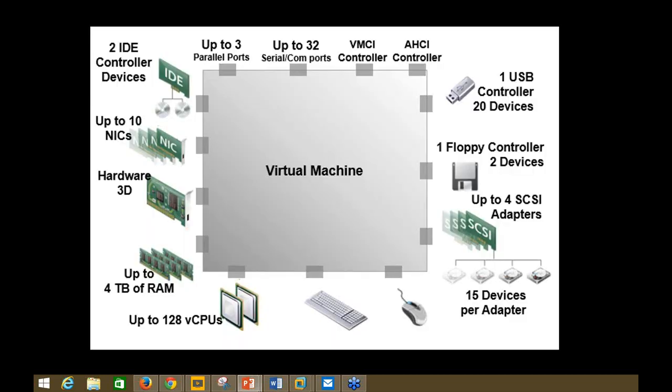Let me flip my slide here for you. You can see a picture of all of the different things that you can add. The virtual machine we show here in the slide is virtual machine version 11. This is for vSphere 6.0, and these are a number of the things that you can add to it.